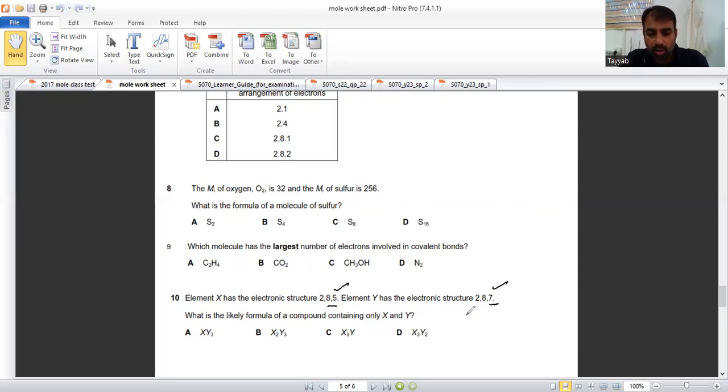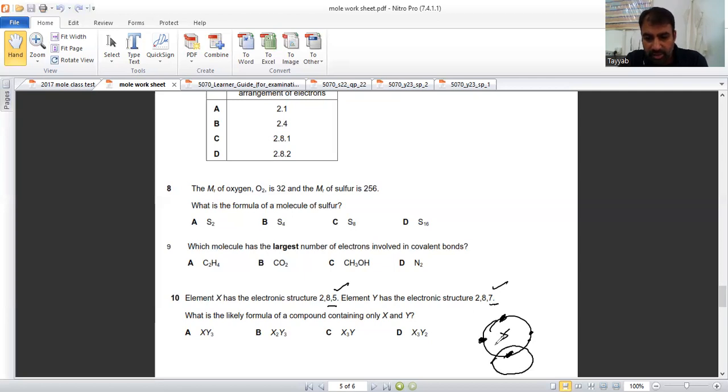So what will be the formula? The element which requires 1 electron, Y, should be 3, and X should be 1. For example, X has 5 electrons in its outer shell. I would like to show you these 5 electrons: this dot, this dot. Okay, 5 electrons. And Y has 7 electrons in its outer shell.